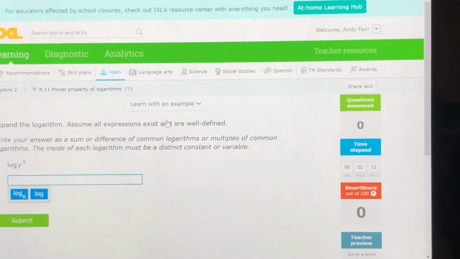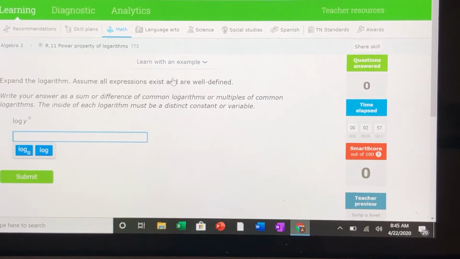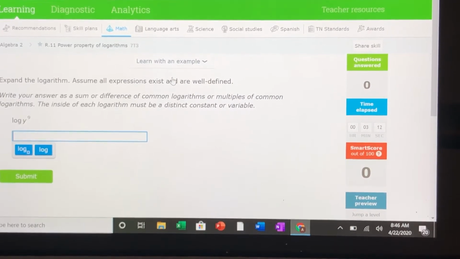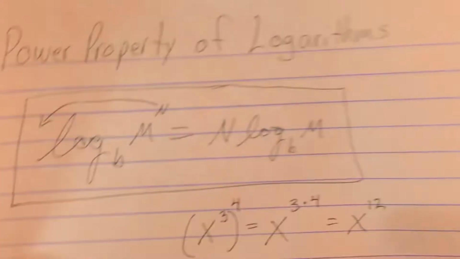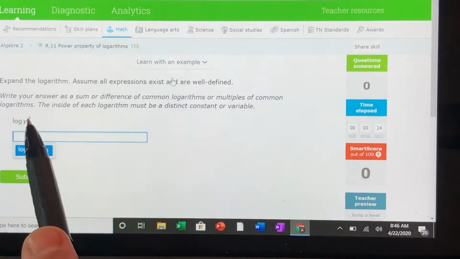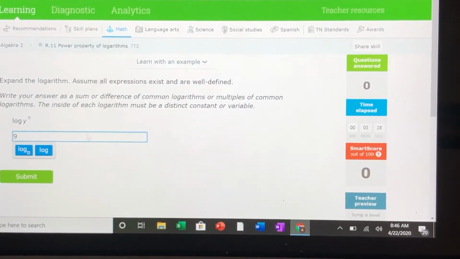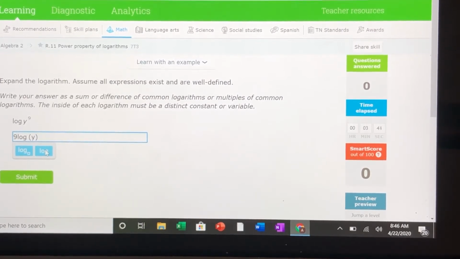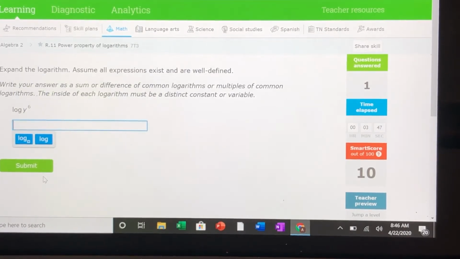I'm going to zoom in on this just a little bit so you can see it better. They want us to write your answer as a sum or difference of common logarithms or multiples of common logarithms. Inside of each logarithm must be a distinct constant or variable. So this one says the log of y to the 9th power. So where does that 9 belong? Remember that n is kind of like the 9 in this problem, so the n went in front, so the same thing's going to happen here. The 9 goes in front. So this is going to equal 9 times the log of y. Notice this is a common log. This is base 10. If there's nothing written for the base, then you can assume that that's base 10. And so you don't have to actually put the base on there. So you just click submit. That's it.